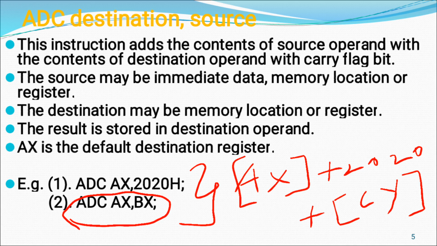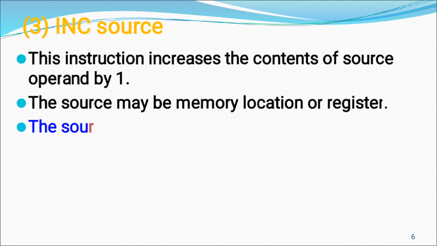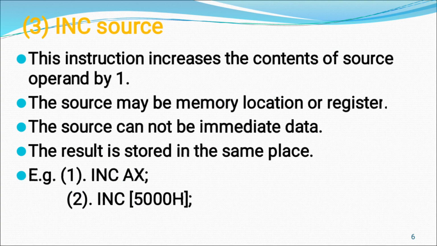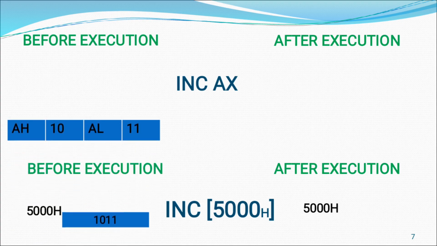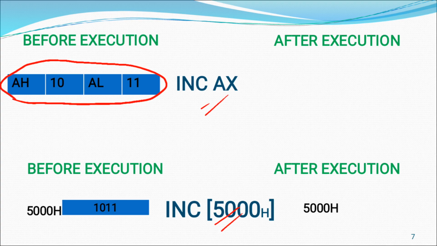Next, we are going to discuss the increment instruction. INC source. The source can be an internal register or a memory location. The content of the register or memory location is increased by 1 while executing the increment instruction. This is an example for the increment instruction: INC AX is the first example, and the second example is INC within square brackets 5000. Before the execution of this instruction, we consider the AX content to be 1010.